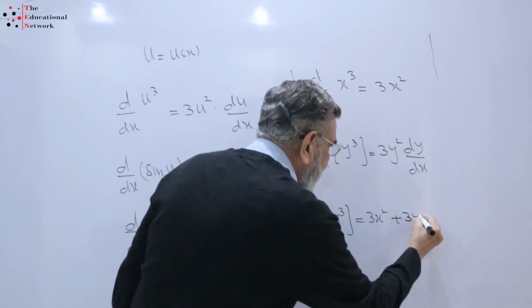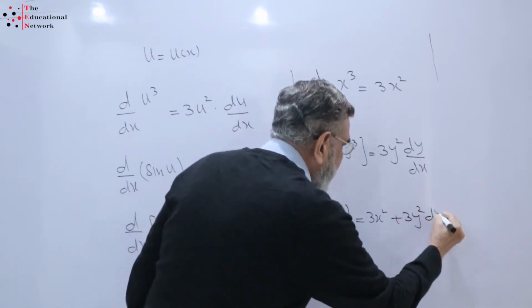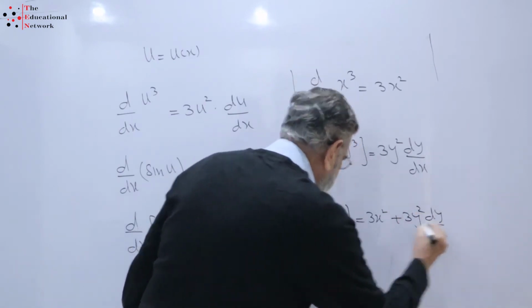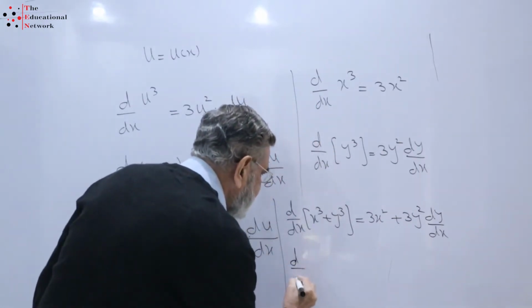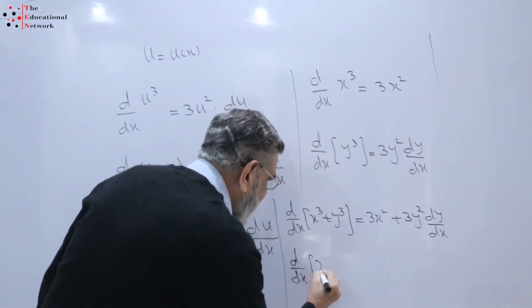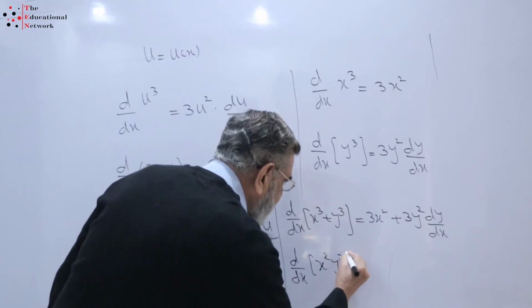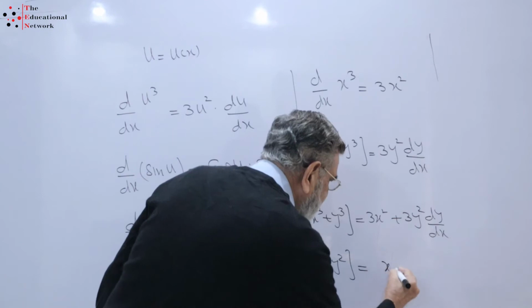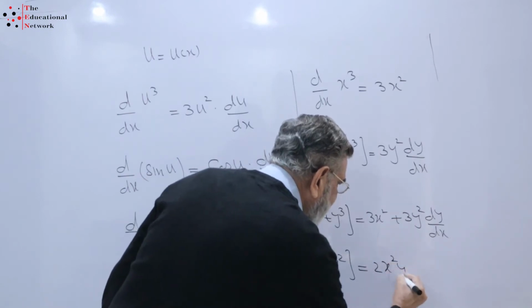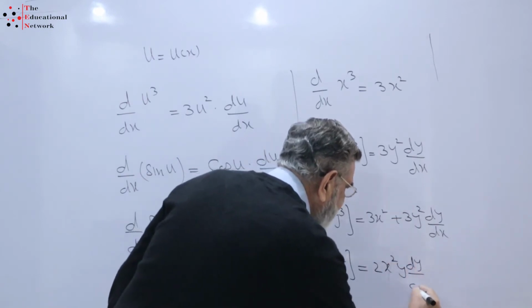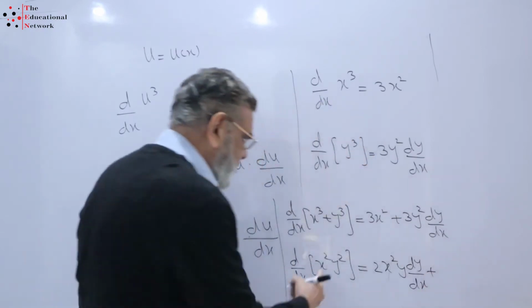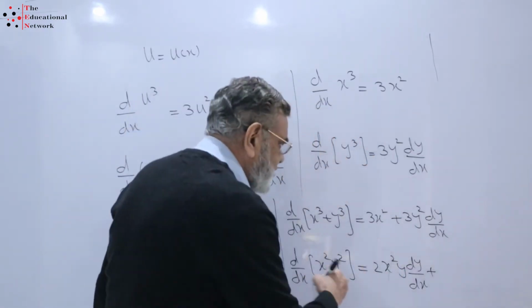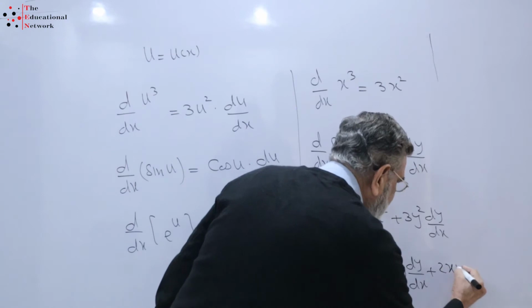We get 3y squared dy by dx. And similarly, if you have the product function d by dx, for example, x squared y squared, then first function times derivative of second. First function x squared, and derivative of second function is 2y dy by dx. And then we have the second function times the derivative of the first function, which is 2x and y.